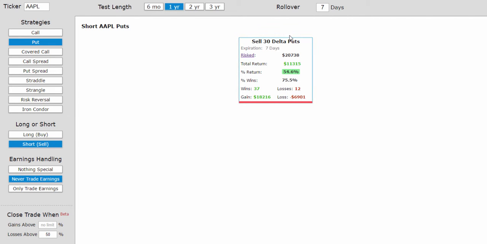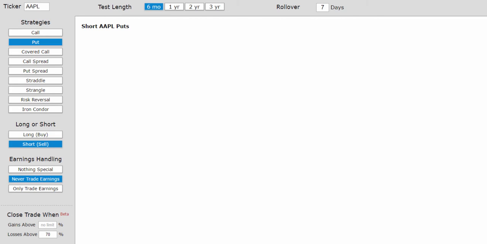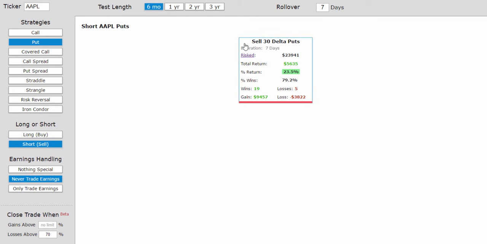So this is interesting. I'm actually getting a better return with less risk. That is, I'm putting a tighter stop. And the difference wasn't so great in the 2-year test. So this is going to come down to the 6-month test. So we're looking at 23.5% with a 50% stop. And now we're looking at the same thing with a 70% stop.